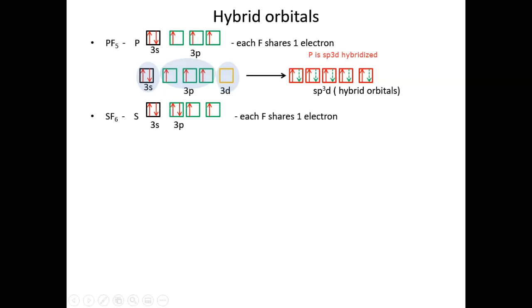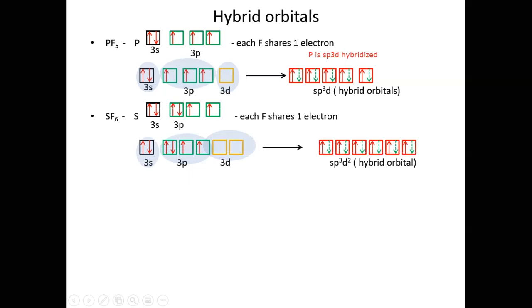And then we have sulfur hexafluoride. So sulfur is 3s2, 3p4. So we only have 2 slots for sulfur to accommodate any extra electrons, but we have 6 electrons to share. So what do we do? We take 1s, 3p, and 2 d orbitals, and we form 6 sp3d2 hybridized orbitals. And so now we can accommodate these 6 extra electrons being shared by the fluorine atoms.